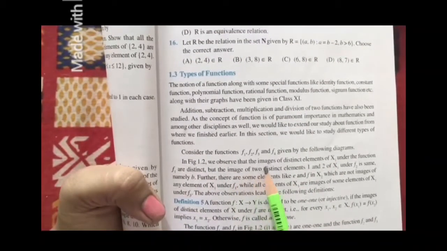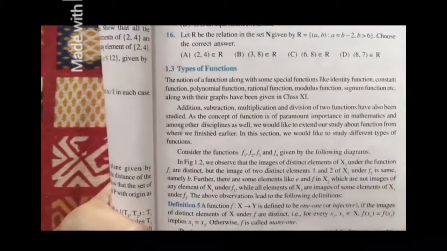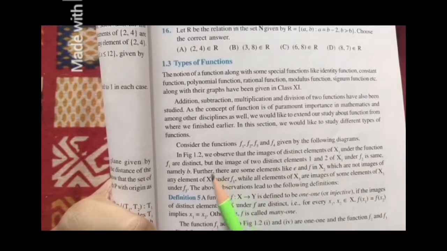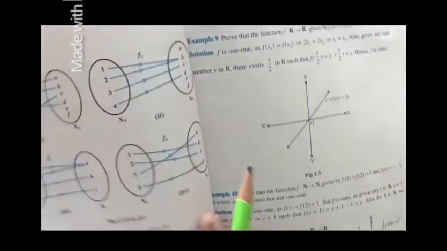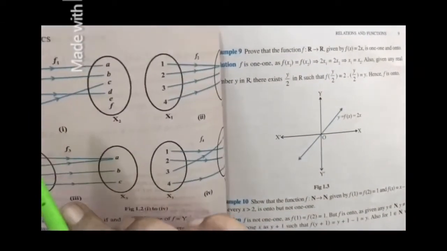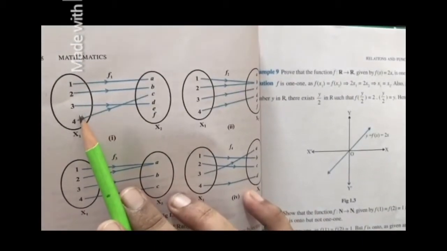We observe that the images of distinct elements of X under the function f1 are distinct, but the image of two distinct elements 1 and 2 of X1 under f2 is the same. So here, in the first figure, look, the image is the same. Okay, images will be the same.